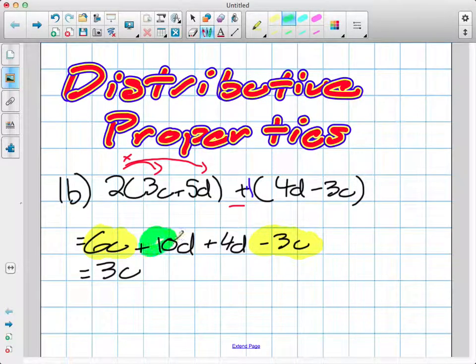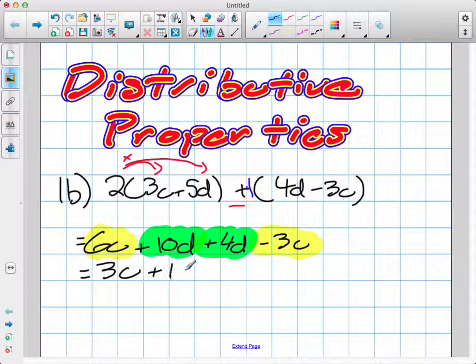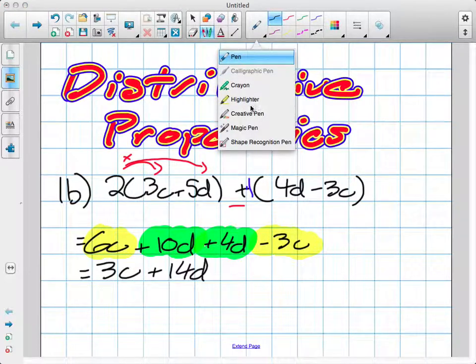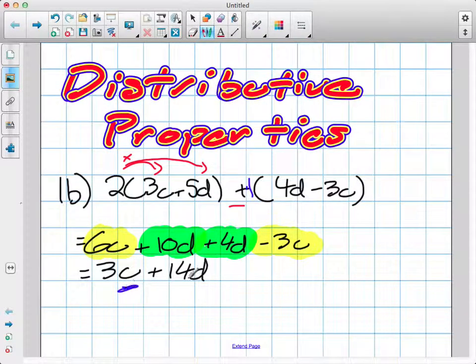And what are the other like terms? 10d. Okay, 10d and 4d. If I combine those two terms, what do I end up with? 14d. Excellent. Can I combine these two terms? No? No, why not? Why aren't they alike? That's right. Our variables are different in this question.